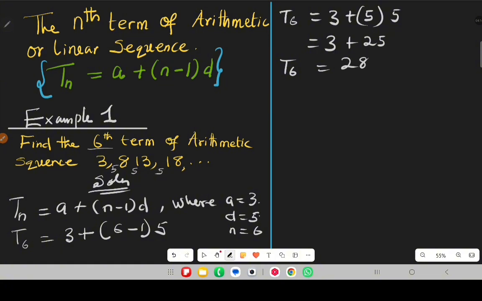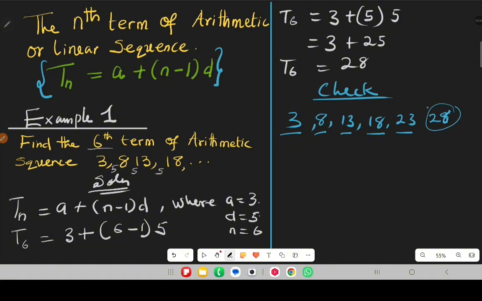Now we have to check if our answer is correct. Check, and write out the sequence given, which is 3. We have 8, and we are adding 5 to make the next term. We have 13, we have 18. 18 plus 5 gives us 23. 23 plus 5 gives us 28. Now we want to count and check if the sixth term is 28. This is the first term, 1, 2, 3, 4, 5, and the sixth one is 28, which gives us the answer. So our answer is correct.